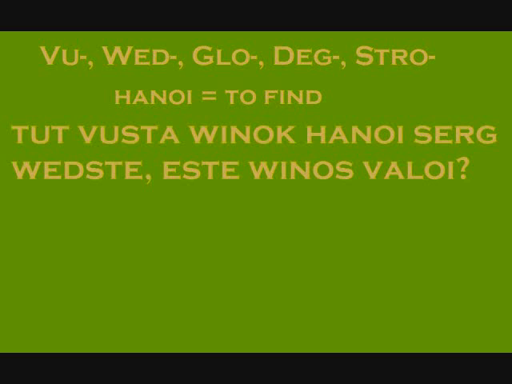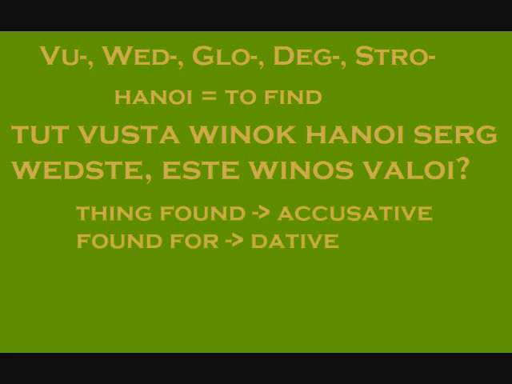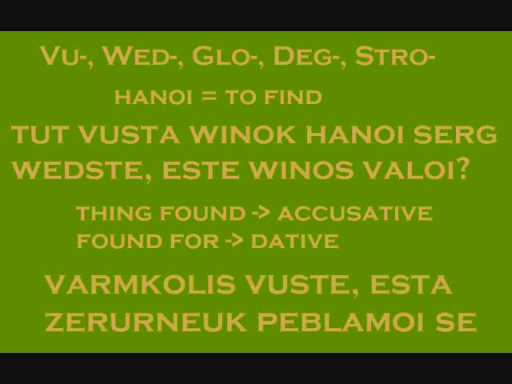In some cases, the vu, wed, glo, deg, and stro nouns can be used as well. For example, if we define Hanoi as to find, tut vusta winok Hanoi serguetste este winos valoi would mean, can anybody find me someone I can love? Note that the thing found is in the accusative, while the person you're finding the thing for is in the dative. As another example, Varm kolis vuste esta zerur neuk peblamoi se would mean, I will kill anyone who would try to stop me.